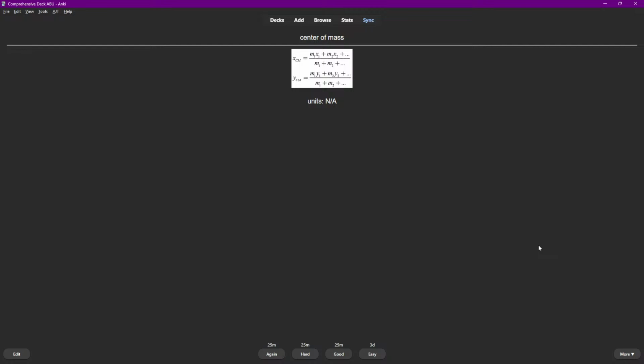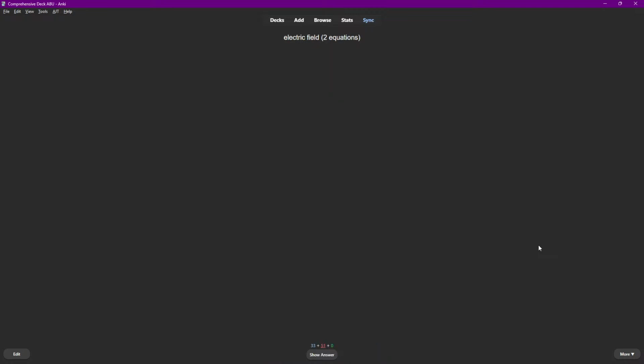Electric field equation. It's in volts per meter or newtons per coulomb. So electric field is volts divided by distance. And then electric field is also newtons divided by charge.